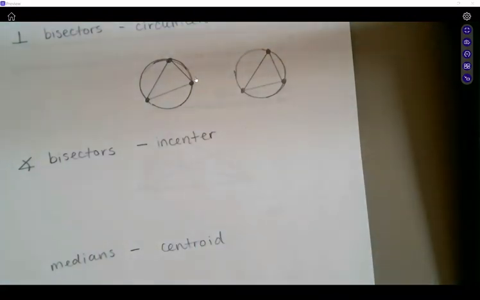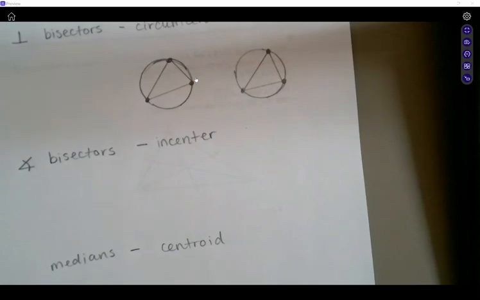Now, remember, a circumcenter is the point of concurrency of a triangle's 3 perpendicular bisectors. What does it mean to have a perpendicular bisector to a side of a triangle? What does bisect mean? It's going to cut it in half. What does perpendicular mean? They make a 90-degree angle.